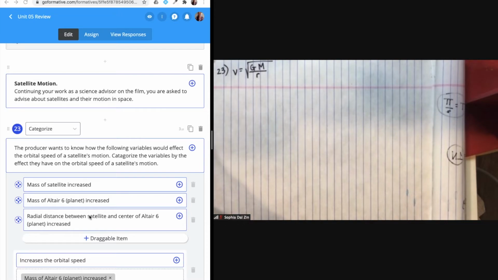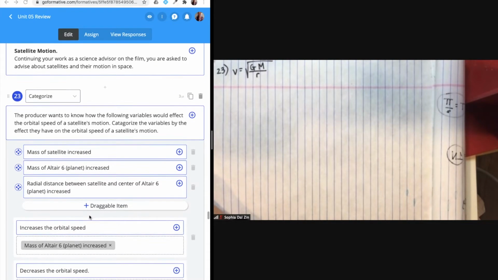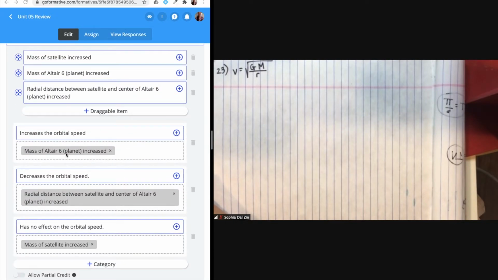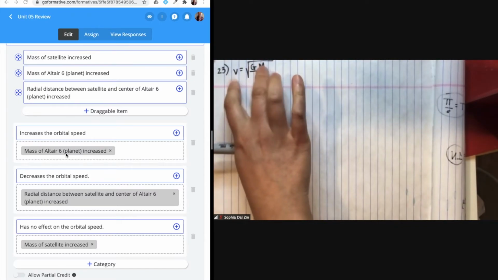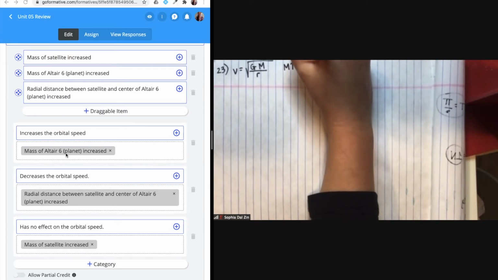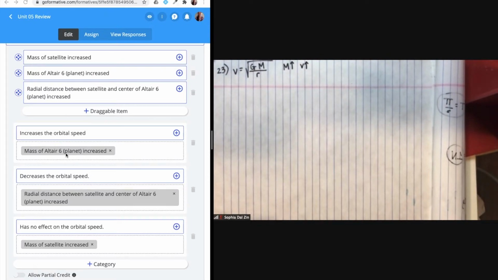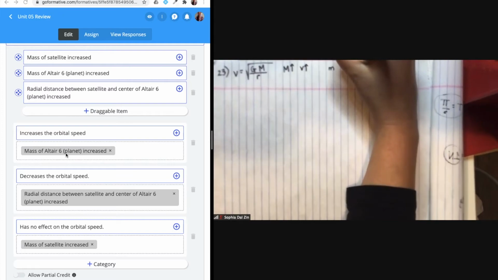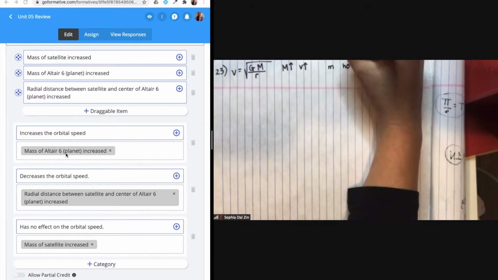So let's see what increases the orbital speed. The mass of the planet increases the orbital speed because as big M increases, V increases. M and v are proportional to each other. Having a larger planet means that you would go faster in orbit around it because it has a larger gravitational field. The mass of the satellite doesn't matter. See how there's no little m in here? So the mass of the satellite has no effect.